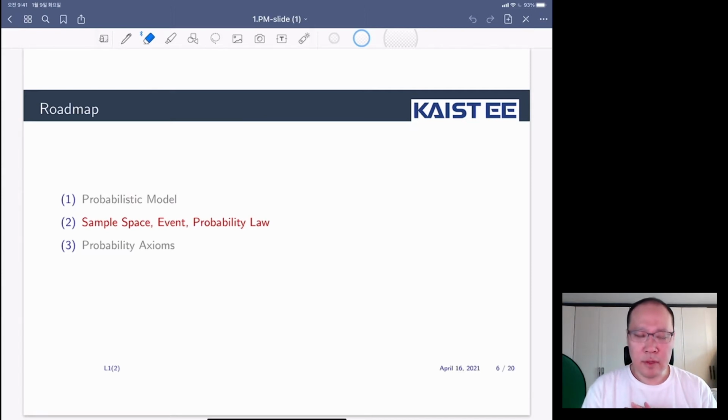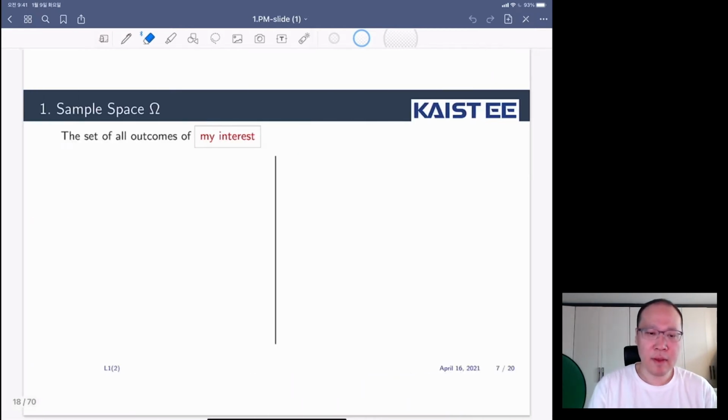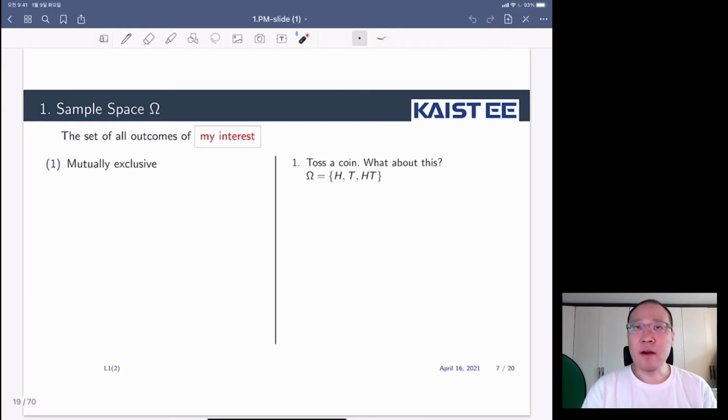So let's investigate more details about the sample space and the probability law as the core elements of probability theory. All right, so sample space. Sample space is nothing but the set of all outcomes that I'm interested in. And there are some conditions that the sample space should satisfy in order to become a meaningful sample space.